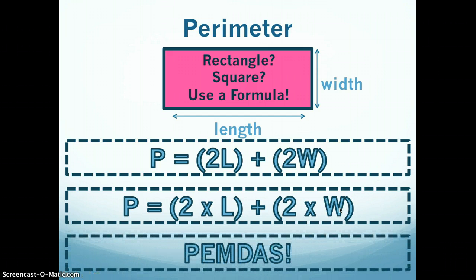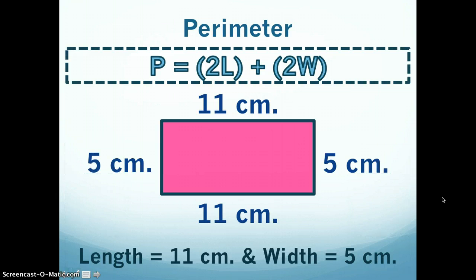As with any equation, you must follow the rules of PEMDAS. So you have to solve everything that is inside of each of these parentheses before you're going to add that information together. Let's go ahead and try a problem using that same formula. So we have a length of 11 centimeters and a width of 5 centimeters.